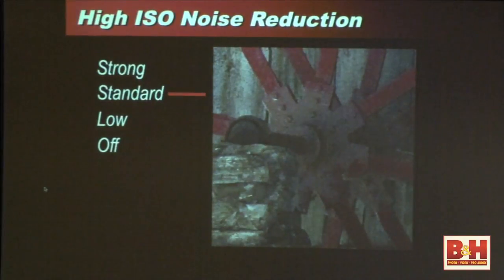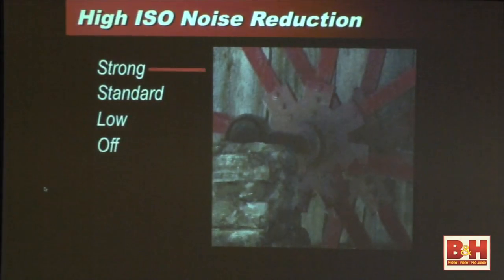If we go to standard, which is the factory default, this is what your camera is set to when you take it out of the box. The standard setting starts to attack some of that luminance noise, some of that black and white, again, I'll use the phrase salt and pepper noise. And this is probably a decent place for most of you to be. There is also a strong setting, which cuts the noise even further.